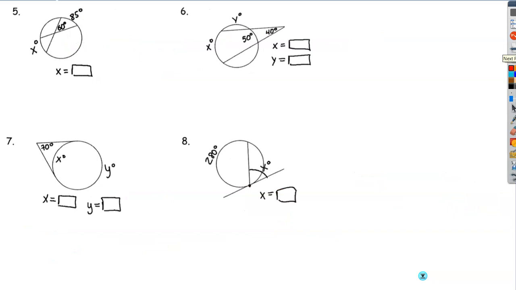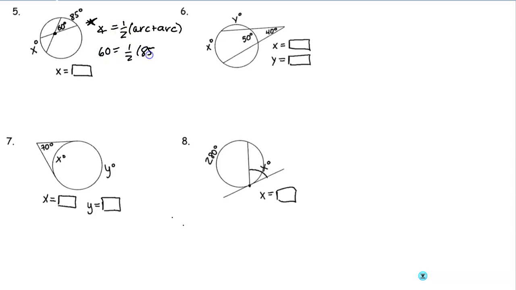Okay, then on these, I actually gave you the angle and you have to solve backwards for the missing parts. So like in number 5, you have the angle that's floating around inside. Remember, when it's inside the circle, it's 1/2 arc plus arc. And my suggestion is always start with the formula, then fill in what you know. I know the angle is 60. I know one of the arcs is 85 and the other one is x. Multiply both sides by 2 to get rid of the 1/2, and then subtract 85. And so I end up with 35 for x.